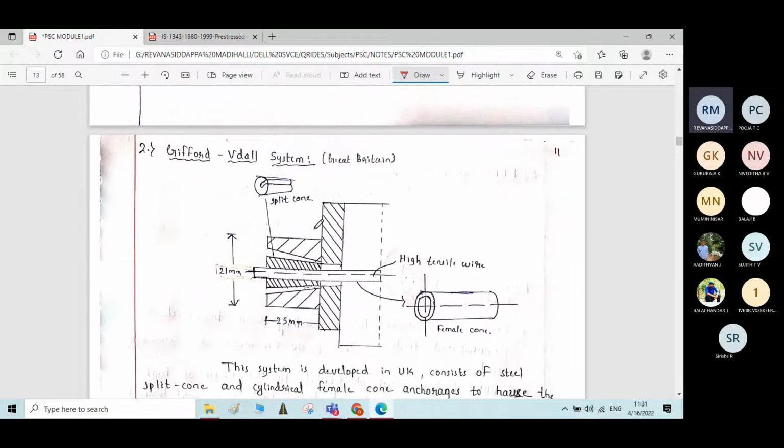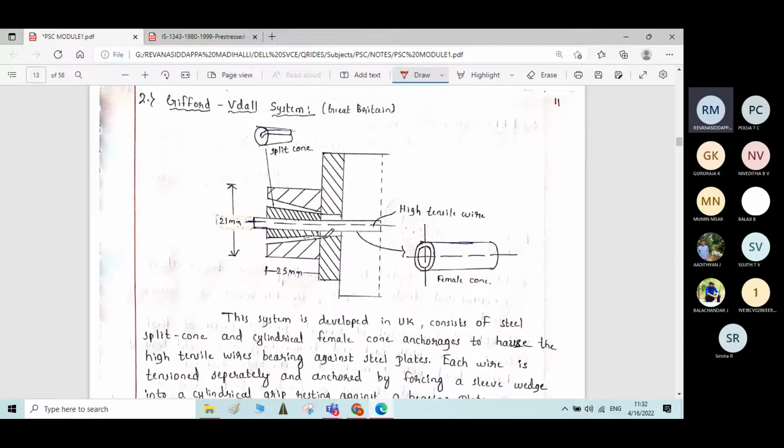The next type of anchorage system is the Gifford Vidal system, which was developed in Great Britain. In the Gifford Vidal system, you can see a split cone here. A detailed sketch is drawn here. This hatched portion is called the split cone. Here you can see some opening.